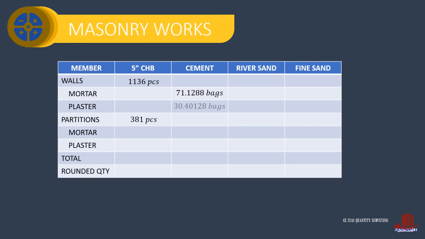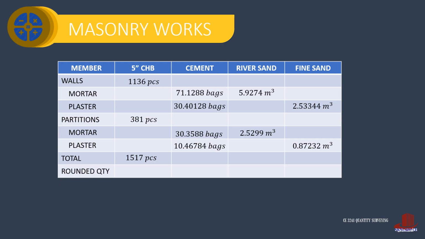We can also summarize quantities before rounding them off. The total number of masonry units is 1,517. We're adding 5% breakage allowance. We order 1,593 pieces.